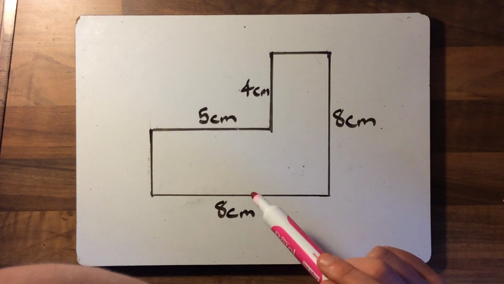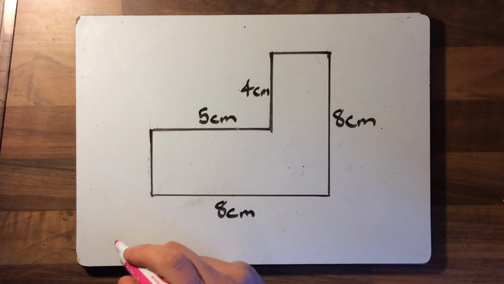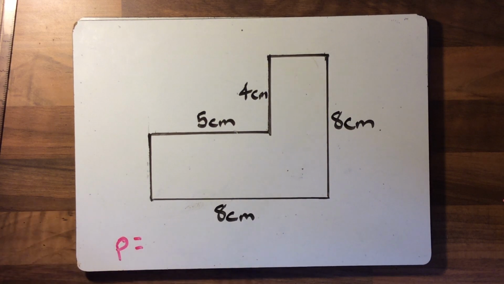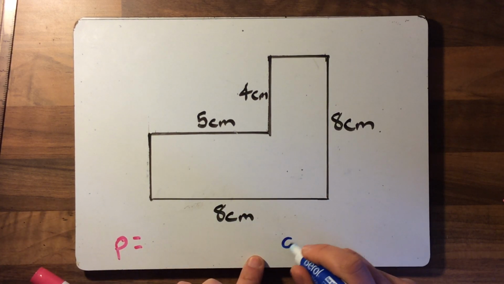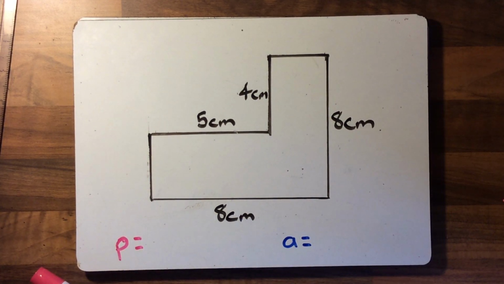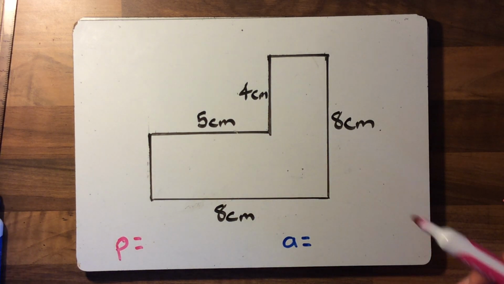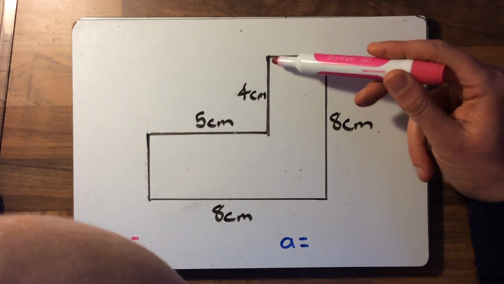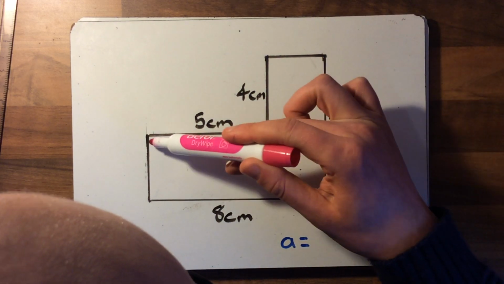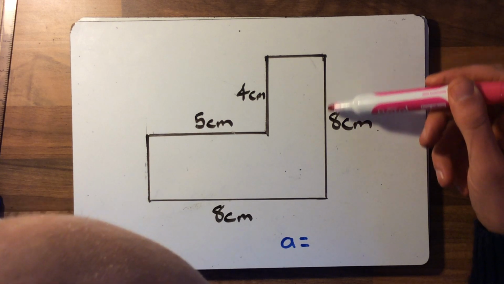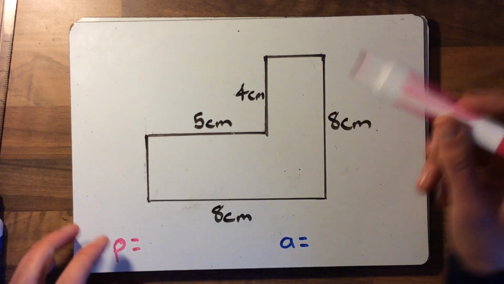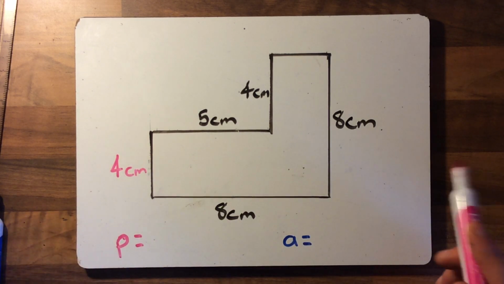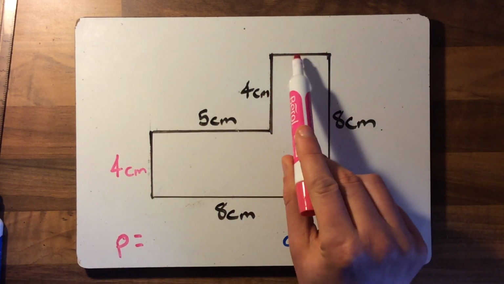I will help you find the missing sides, and then I will ask you to find the perimeter of the shape, and I'll ask you to find the area of this shape as well. So let's find the missing sides first. If this length down here is 8 centimetres and this one is 4, that will tell us what this one is. If the complete one is 8 and this is 4, 8 take away 4, this side here will be 4 as well. Now we're looking for this missing one over here.